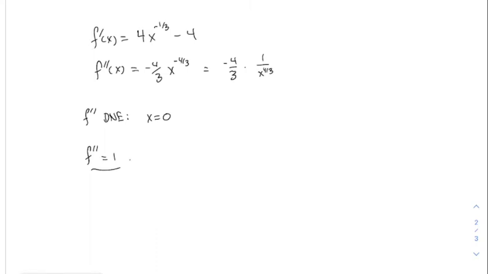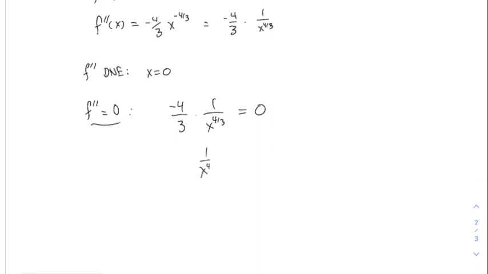We set the second derivative equal to 0. Sorry, I don't know why I said that. The second derivative equals 0. 1 over x to the 4/3 equals 0, like that. And now I'm going to try to solve this for x. I could just divide the 4/3 onto the other side, and it will go away entirely because it's just a 0 on the other side. So this will say 1 over x to the 4/3 equals 0. That coefficient of 4/3, you can just divide it out of the equation entirely.